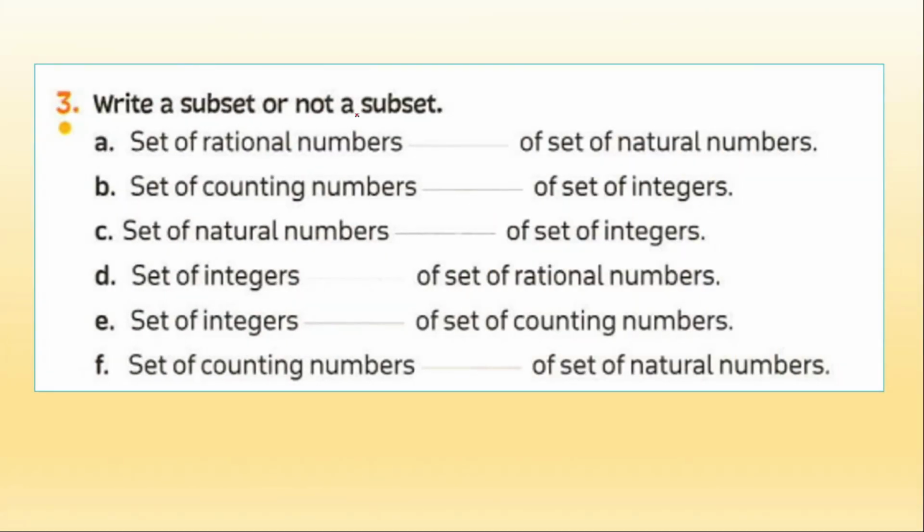Write subset or not subset. Here we have relations between sets. Okay. The first one, set of rational numbers and set of natural. طبعا rational not inside natural تكون not subset. هتكتب not subset. Okay. Set of counting numbers and set of integers. هل counting numbers inside integers? Yes, counting positive starting with 1. طبعا هما موجودين في integers يبقى دي معانا subset.